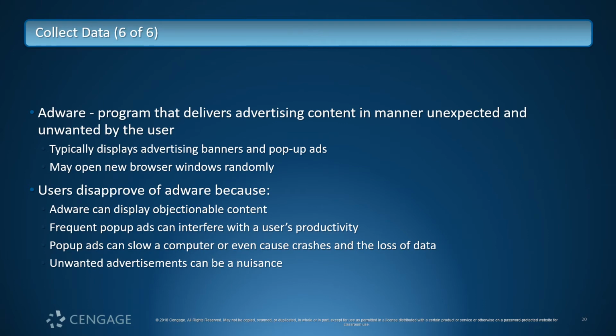Adware is a program that delivers advertising content in a way that is unexpected and unwanted by the user. This traditionally will do banners, pop-ups, change your start page, things like that, pop up new browser windows. Users traditionally are not down with this because adware can put up objectionable content, so pornography or medications or trying to sell things on the dark web. So it could be weapons or things that just generally would be considered offensive.